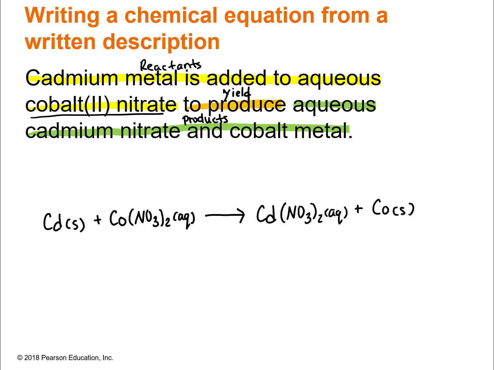Cobalt metal. It's just solid metal. Make sure you've got all of your states of matter, that your formulas are correct. Double check those. Make sure you don't need any heat or any catalysts over your yield sign, and you should be good to go. There's our answer.